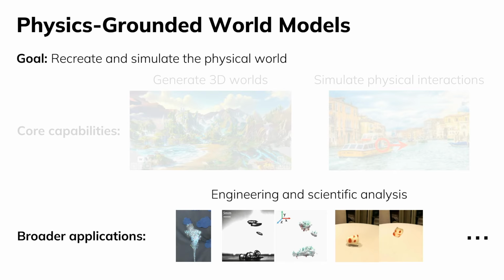So we have now seen the two core capabilities of world models, but the utility of physics-grounded world models actually goes beyond AI itself. It can go further. For example, they can be applied to domains in engineering and scientific analysis to solve hard problems in their domain. For example, they can be applied to reconstruct different types of materials from videos. Now, let me walk you through fluid analysis to showcase this capability.